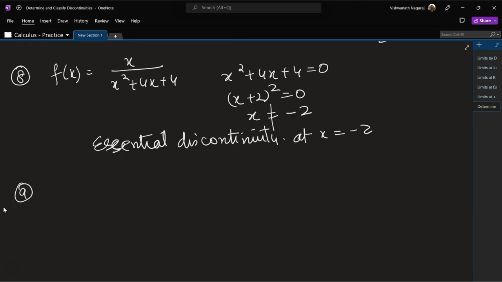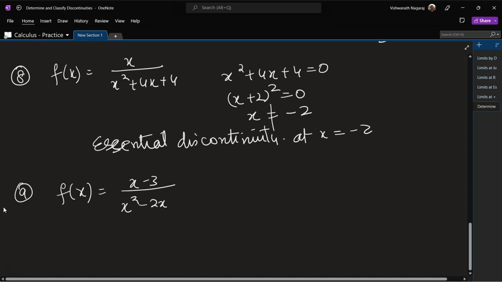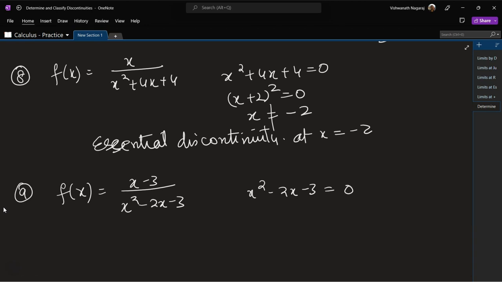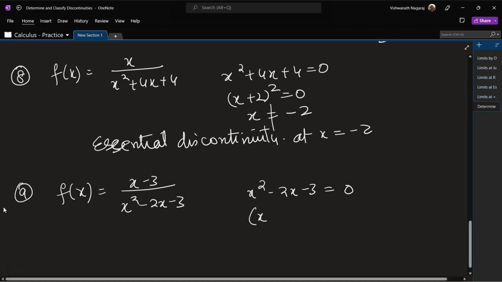Okay, ninth one, f of x is equal to x minus 3 by x square minus 2x minus 3. So again here x square minus 2x minus 3 cannot be equal to 0. So let's figure out for what values of x it is equal to 0. So let's factorize this. x minus 3, x plus 1 equal to 0. That means x equal to 3 or x equal to minus 1.